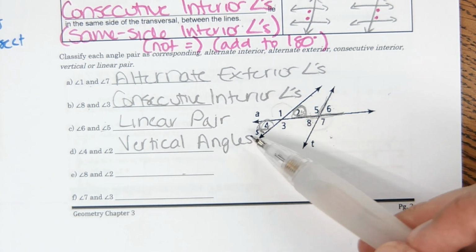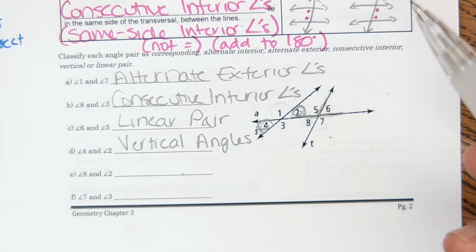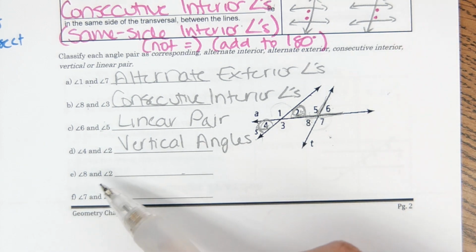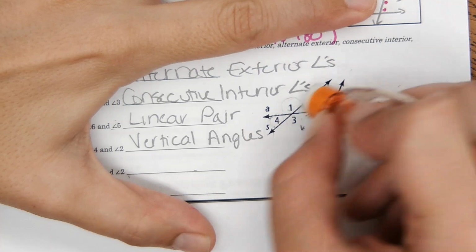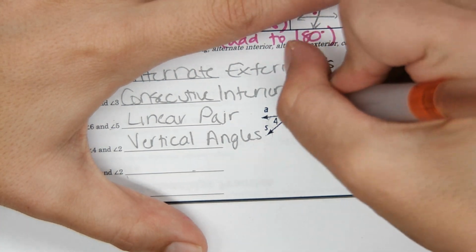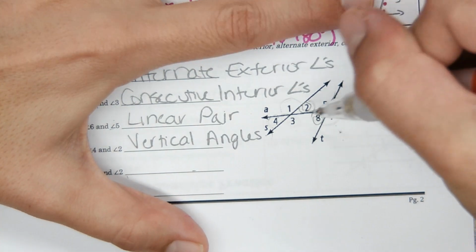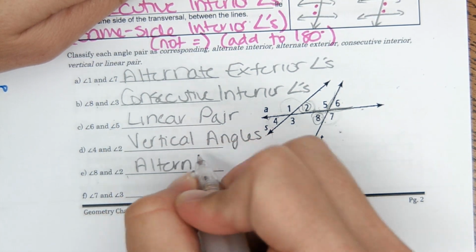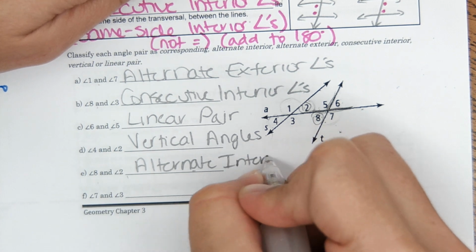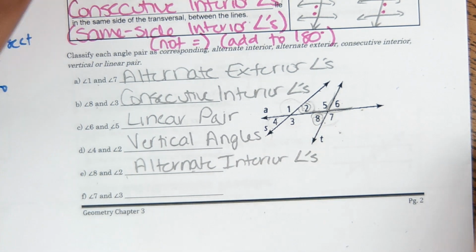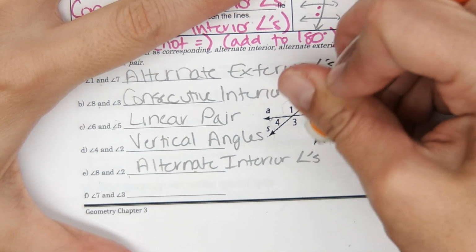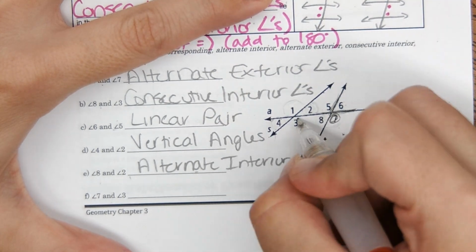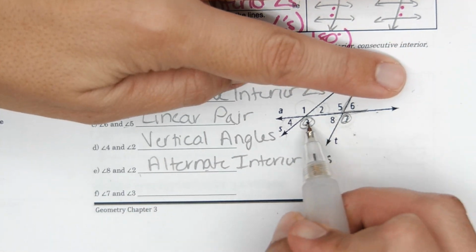And this is exactly what we're going to be practicing with the activity on Tuesday, just so you know. And then 8 and 2. Here's 8 and here's 2. Alternate sides of the transversal on the interior of the parallel lines, so that would be alternate interior angles. And then F, 7 and 3. Let's see, 7's right here, 3's right here. They are corresponding angles.